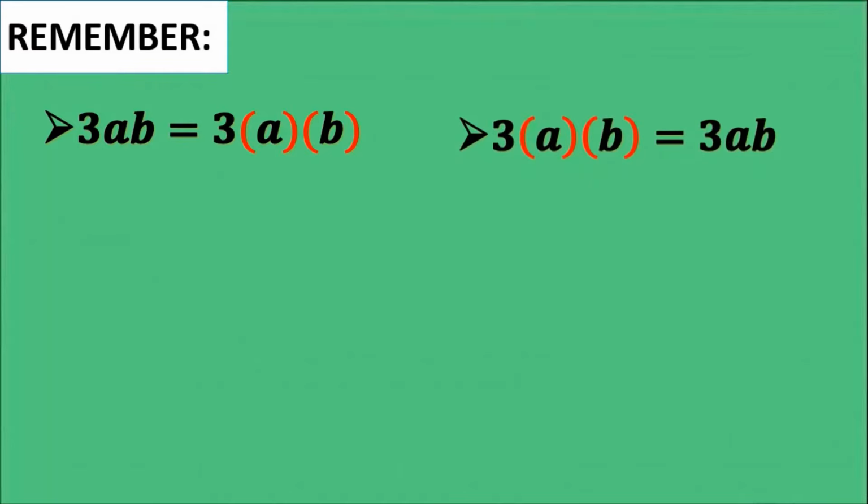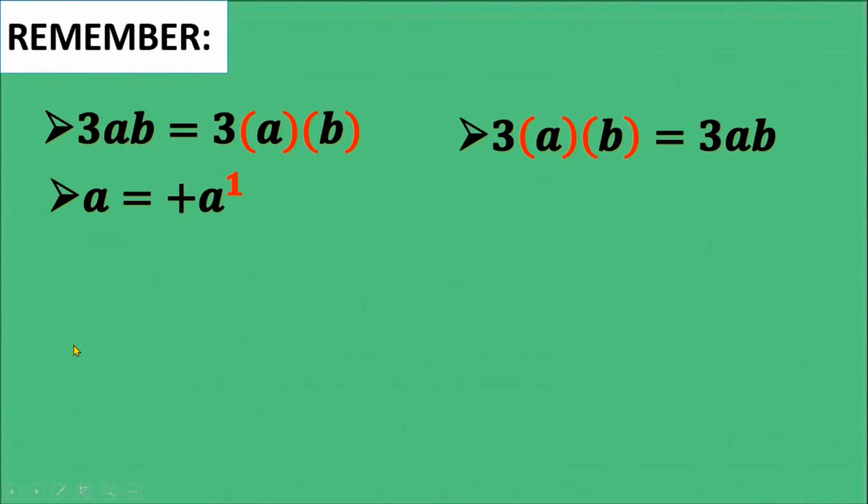Before we start multiplying monomials, there are a few things that you should remember. First one is 3ab is the same as 3 times a times b. Conversely speaking, 3 times a times b is just the same as 3ab. So when multiplying a number and a variable, as well as multiplying two different variables, all we have to do is to remove the operation multiplication or the parentheses. It is automatic already that in 3ab we have the operation multiplication in between them.